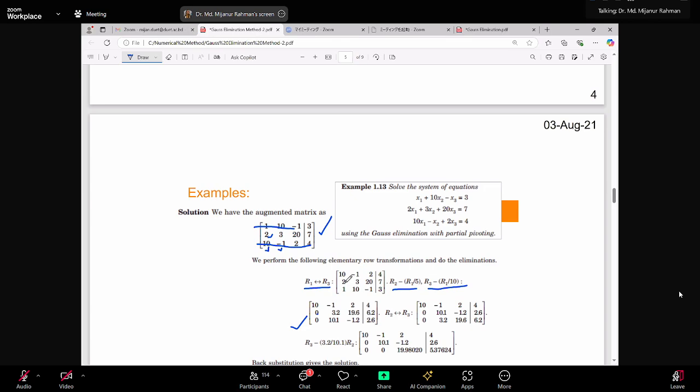So we have 2 here. If we do minus R1 by 5, R1 is 10, R1 by 5 means 2, and 2 minus 2 will be 0.